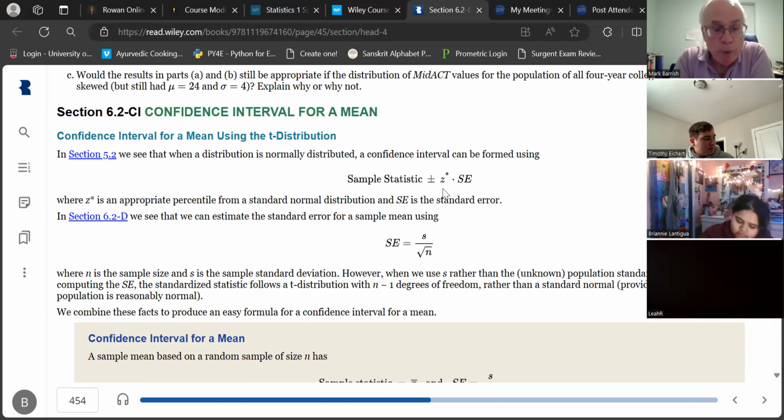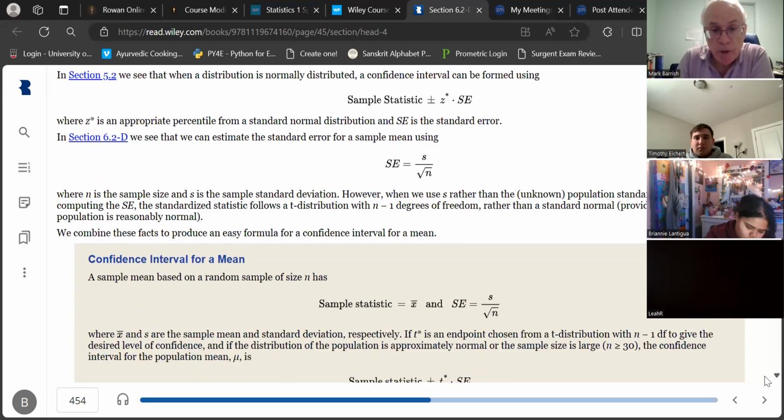Remember for when we were dealing with proportions, we use z times the standard error, which was the square root of p times 1 minus p over n, right? If you remember that formula. But if you are estimating a population mean instead of a population proportion, then most likely you do not know the population standard deviation, and you're going to replace sigma with s. And when you do that, then you can't use the z anymore, you use the t. All right, and that's where you need to use inverse t. All right, everybody clear on that? So that's basically what you're going to be doing for the most part.